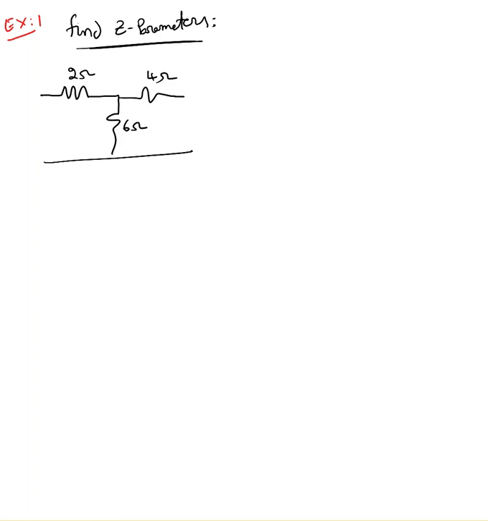Okay, here is an example. In this example, he's asking for finding the z parameters. Okay, so the z parameters are nothing but z11, z12, z21, z22. Okay, so this is the given circuit.